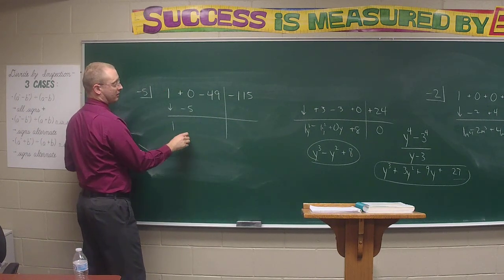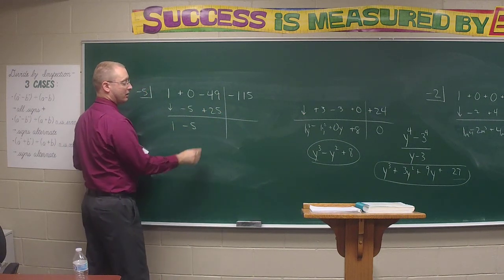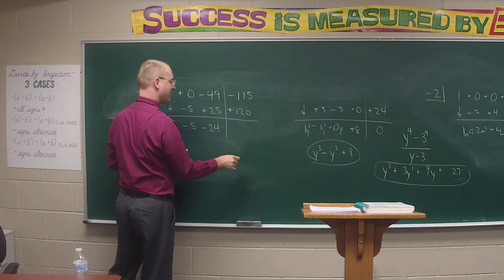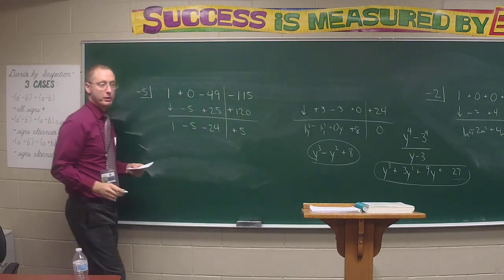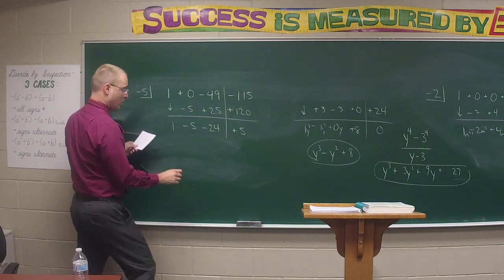Multiply, negative 5. Add, negative 5. Multiply, plus... add, negative 24. Multiply, plus 120. Add, positive 5. How will we write our answer, Genesis? 5 over x plus 5. Well, that's the remainder.